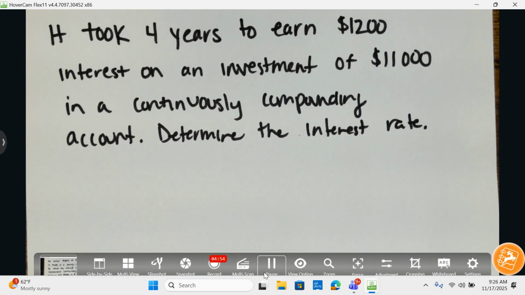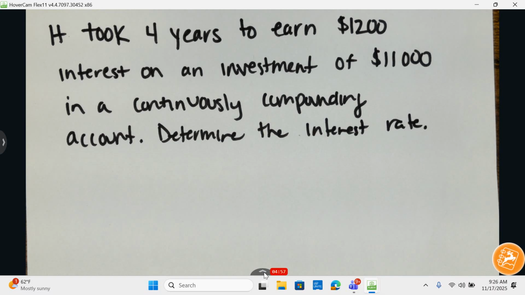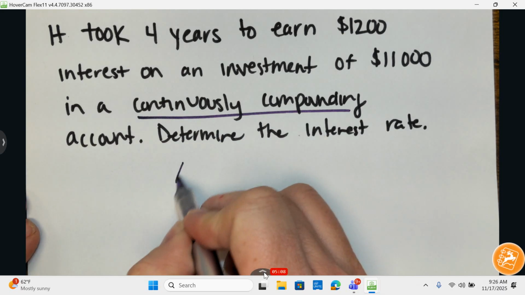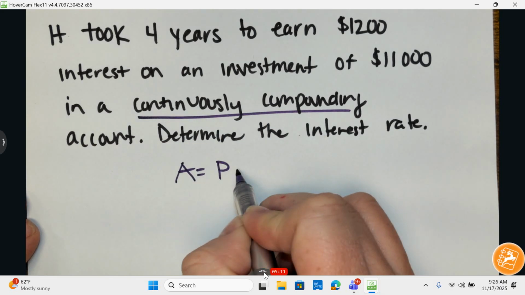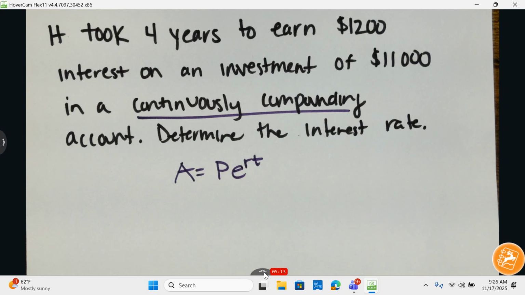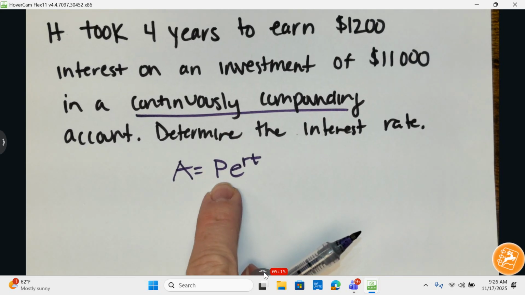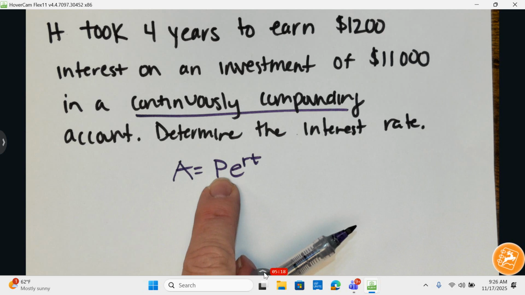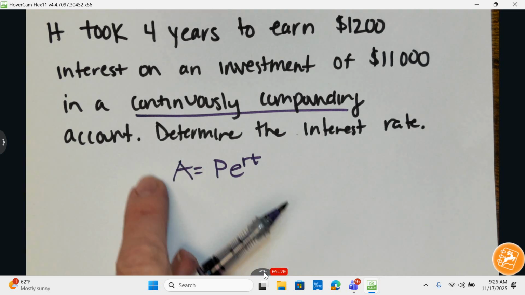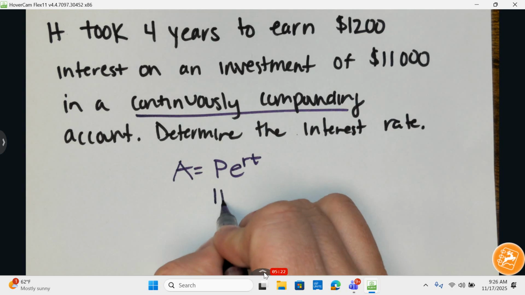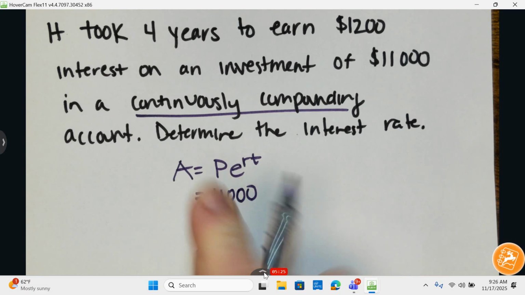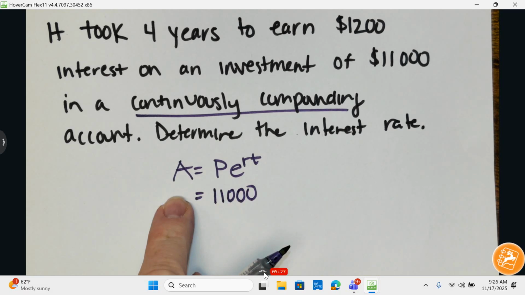So when we look at example number 3, first I'm going to read it. It took 4 years to earn $1,200 interest on an investment of $11,000 in a continuously compounding account. Determine the interest rate. So with me, let's write down, because we see continuously compounding, A equals P times e to the rt. Remember, P is the initial amount, and A is the outcome. That means when you add interest onto the principal, that would be the outcome.